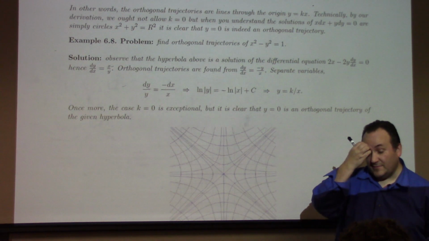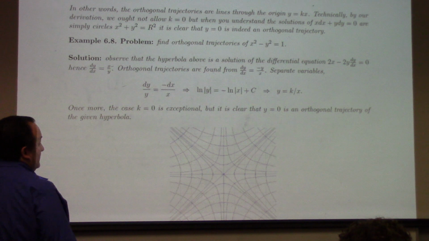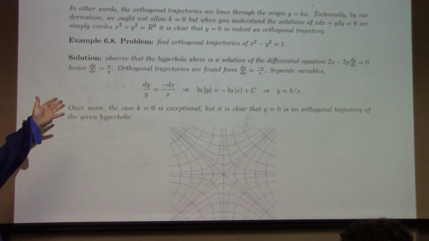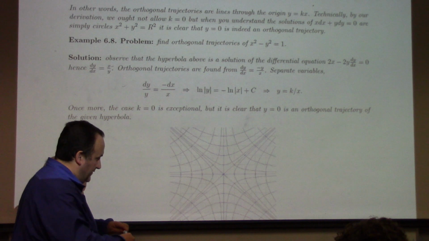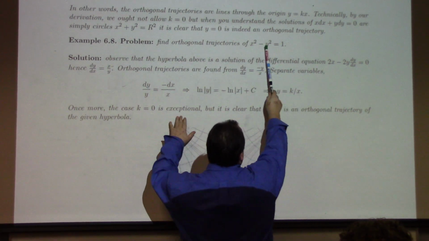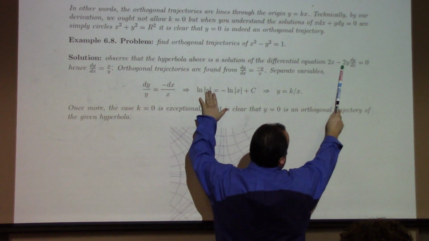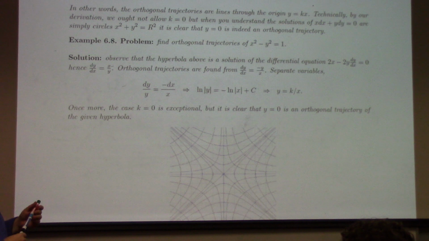I sometimes call this the unit hyperbola. It's sort of analogous to the unit circle. Anyway, what's its differential equation? How do you find the differential equation of the curve? You implicitly differentiate it, right? So I take the derivative of this, which gives me 2x minus 2y dy dx. That's the differential equation which has the hyperbola as its solution.